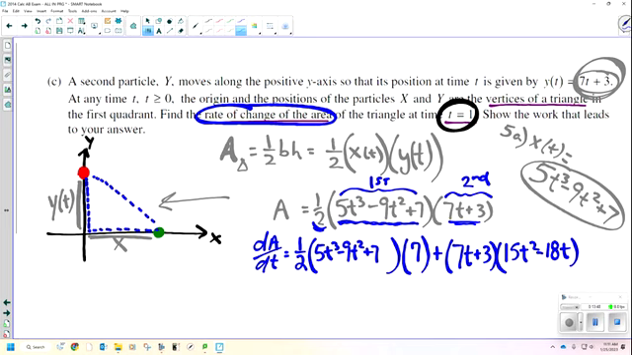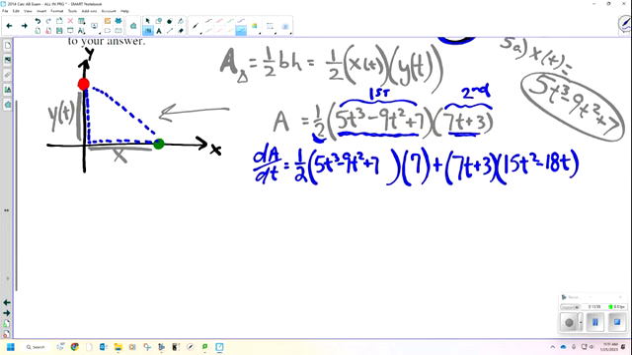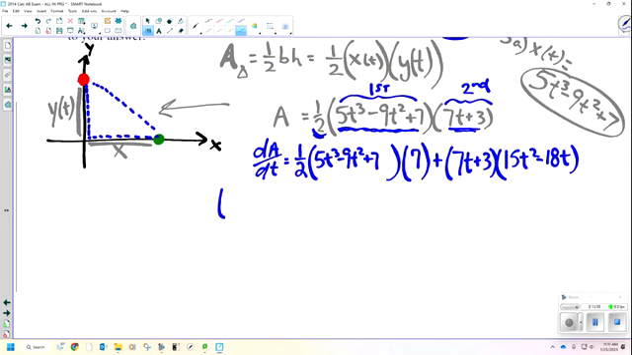They want it at what? They want it at time 1. So all I'm going to do at this point is make t equal to 1. For every t I have here, here, here, here, here, and here, I'm going to put a 1 in. And 1 squared is 1, and anything times 1 is itself. There's going to be a 1 there, a 1 here, a 1 here, a 1 here, and a 1 here.